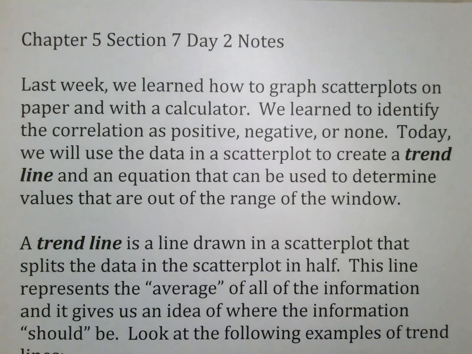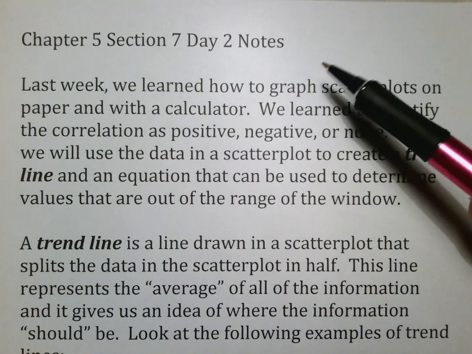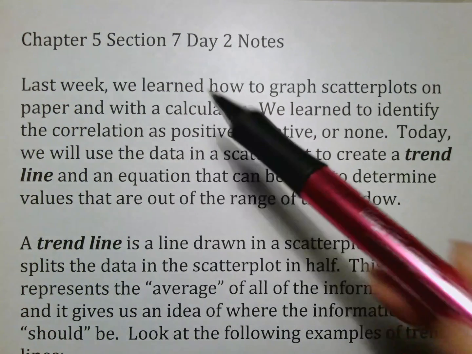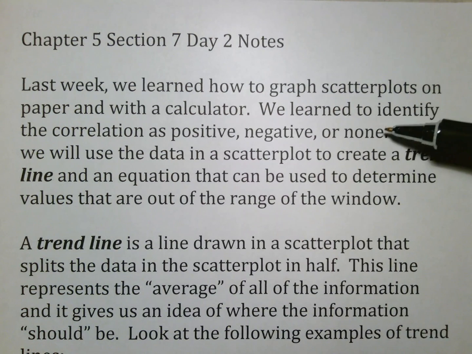But last week we learned how to graph scatter plots on paper and with a calculator. I hope you learned how to do it with paper, because if you did not, then the test this week is going to be kind of difficult, because it's not done on computers, and you have to be able to actually plot a scatter, or graph a scatter plot. We learned how to identify the correlation as positive or negative. Remember, positive correlation was going in a positive slope, negative correlation was going with a negative slope. If there was no pattern altogether, we found out it was no correlation.